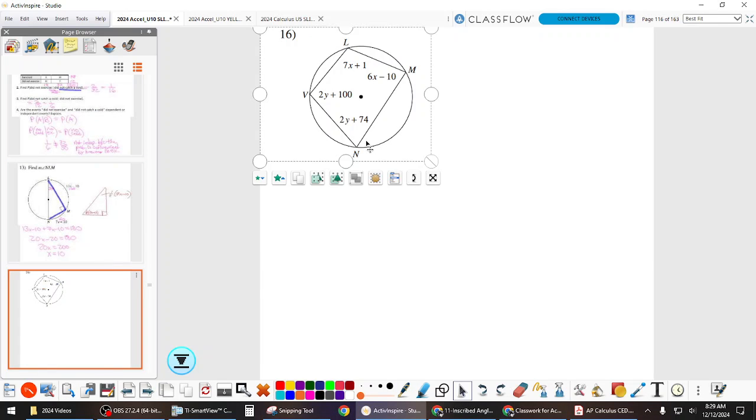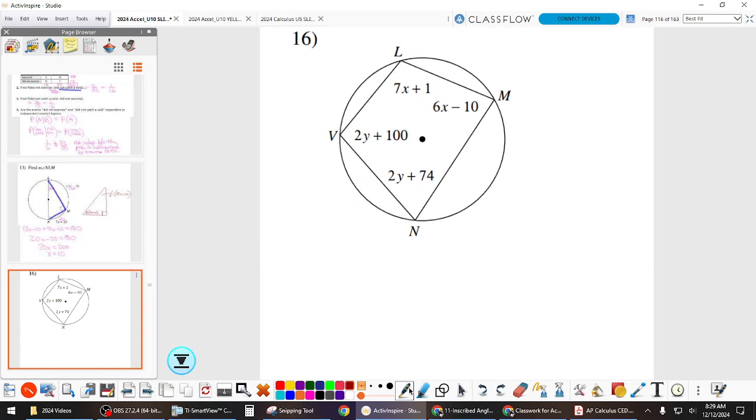Okay, so remember that opposite angles in an inscribed quadrilateral are supplementary, so I would start by just writing those relationships first. Okay, so we have two variables, two equations. That means we're able to solve. If we had two variables and only one relationship, we couldn't solve.